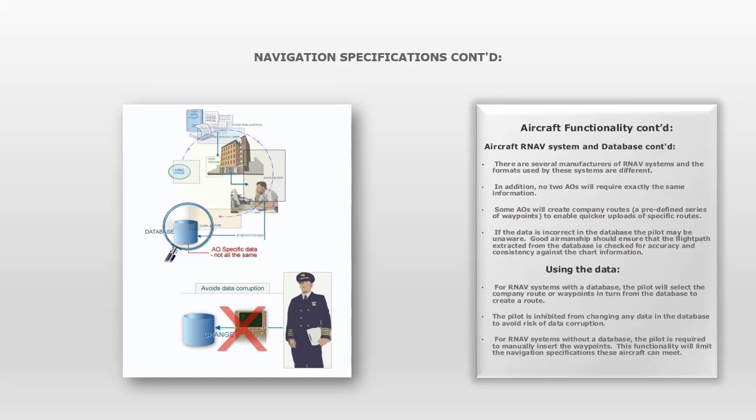If the data is incorrect in the database, the pilot may be unaware. Good airmanship should ensure that the flight path extracted from the database is checked for accuracy and consistency against the chart information. Using the data, for nav systems with a database, the pilot will select the company route or waypoints in turn from the database to create a route.